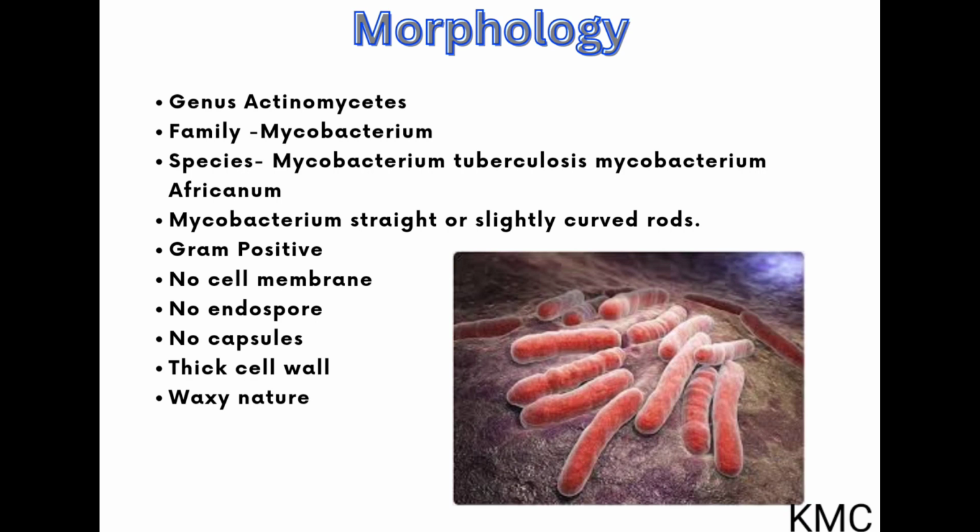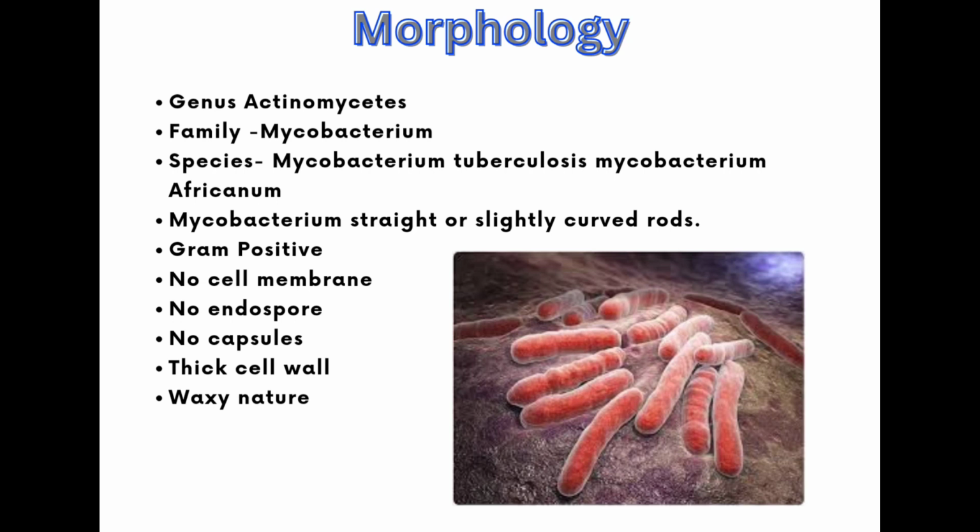And these are gram positive bacteria, and they don't have a cell membrane. They don't form any endospores or capsules. And the important point you have to remember regarding Mycobacterium tuberculosis is that its cell wall is very thick and is made up of mycolic acids. Okay, its cell wall is very thick and made up of mycolic acids, and it is waxy in nature. As it is made up of mycolic acids, these are very tough. The cell wall is very hard.